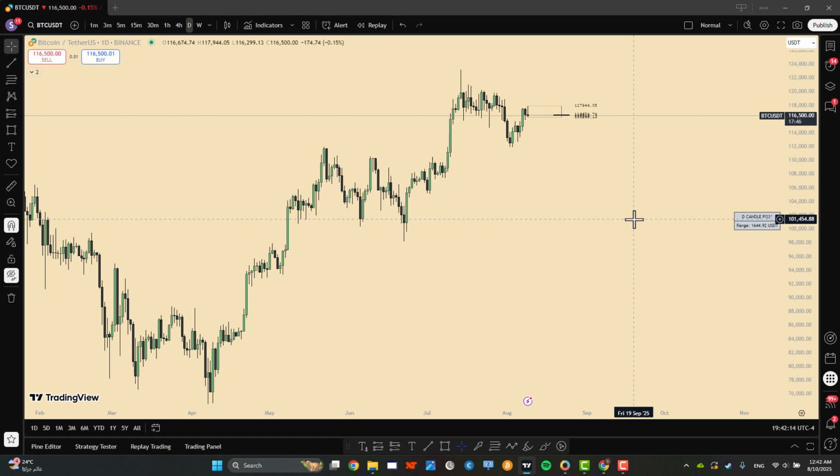Now I'm going to show you the types of liquidity pools, then how you can spot them, and finally how to trade them. As I said, liquidity pools are highs and lows, swing points, not the exact point but below or above. That's where you're going to find the largest liquidity pools.